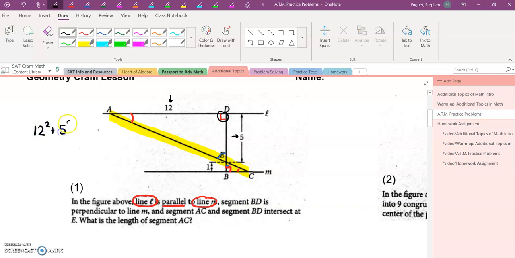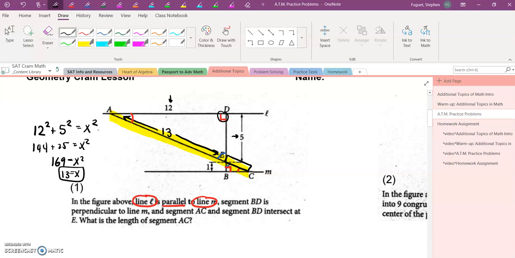So this would be 12 squared plus 5 squared equals x squared, which is 144 plus 25. As you may know, that actually comes out to be a perfect square, 169. So x is equal to 13, but you need to be careful because the answer to this question is not 13. In fact, we still need to go down and figure out this length EC here.